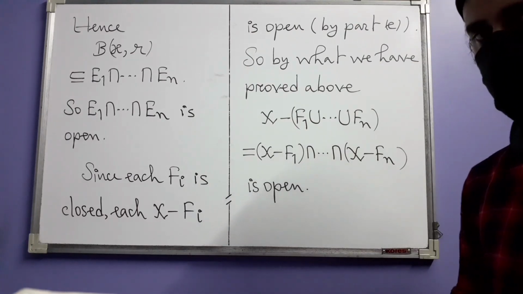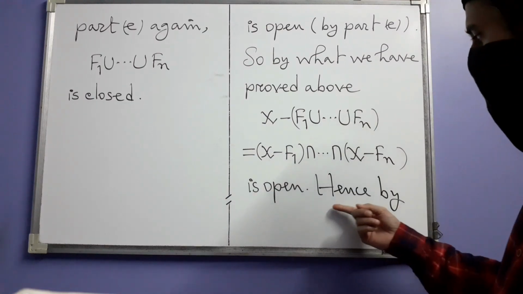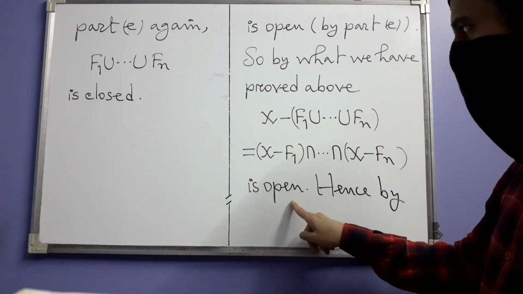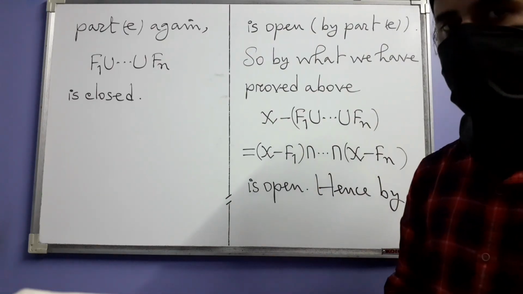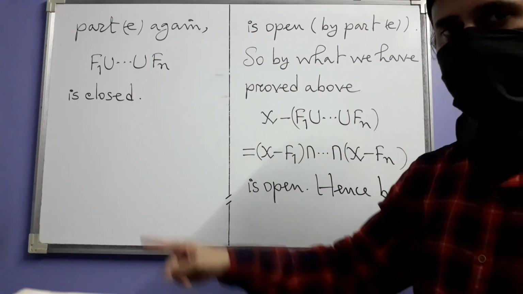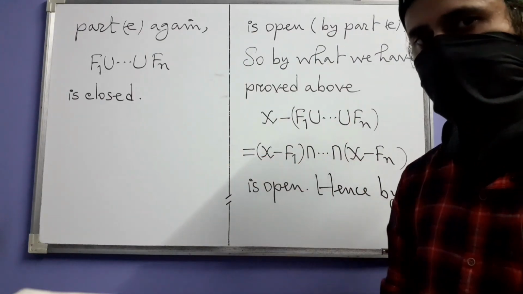Okay, but now we again apply part E to the fact that this complement is open. So its complement will be closed, which is nothing but this union. So that's how we have the proof that the union is closed.